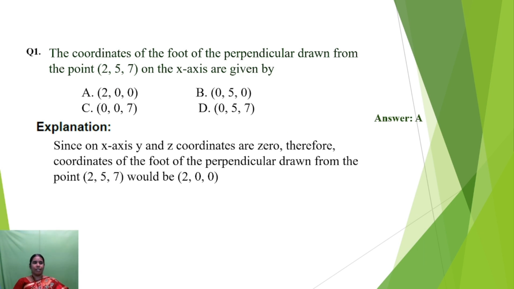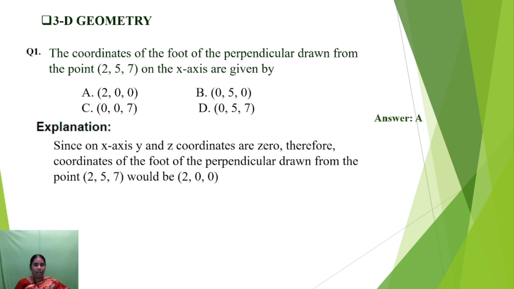Okay. Next thing, 3D geometry. The previous section is completed. Next we go through the new section, 3D geometry. Let us go through some of the problems in 3D geometry. First one, the coordinates of the foot of the perpendicular drawn from the point 2, 5, 7 on the x-axis are given by dash. They are asking for the coordinates of the foot of the perpendicular drawn from the point on the x-axis.